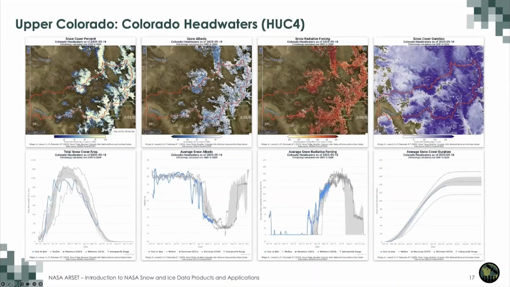In addition to the HUC2 basins, currently the Snow Today website can also analyze Hydrologic Unit Code 4 basins, which are quite a bit smaller. And this figure shows the snow surface properties for the Colorado headwaters, which had near normal conditions in terms of snow cover, as shown in column 1, and snow cover duration, as shown in column 4. But you can see the same dark snow in the albedo and radiative forcing columns 3 and 4, as we saw in the previous slide for the Upper Colorado HUC2 basin.